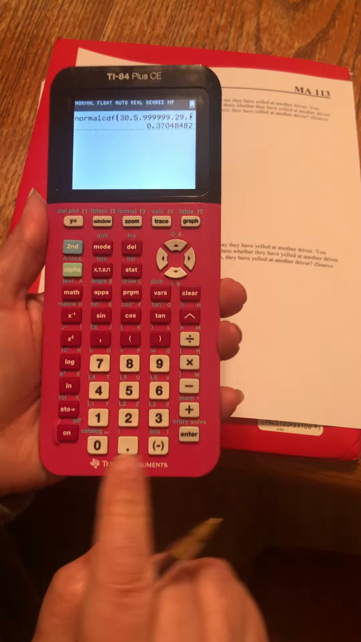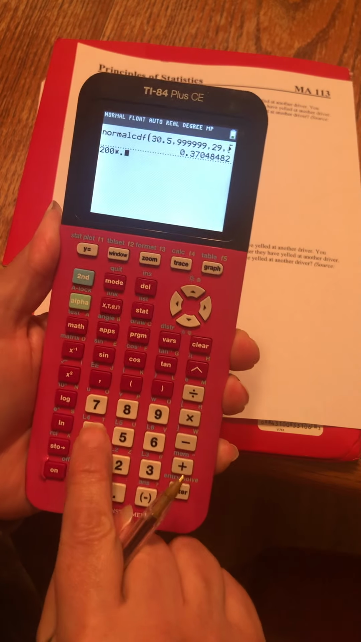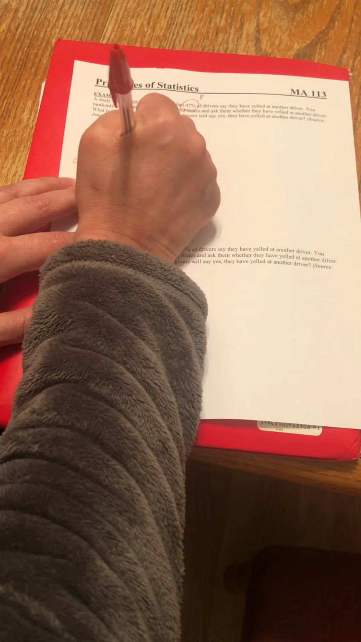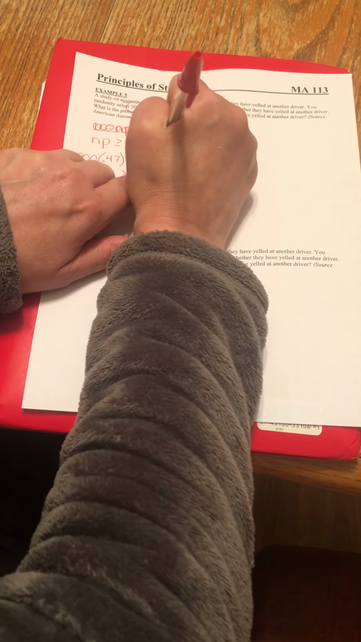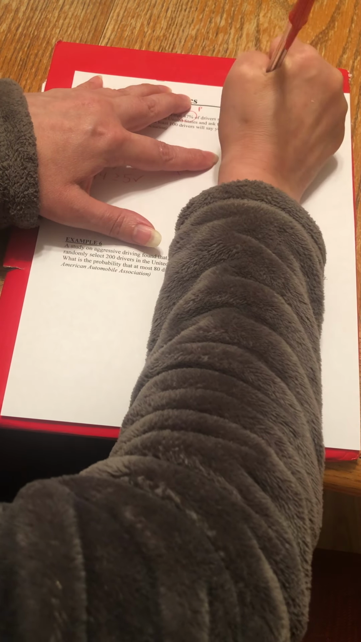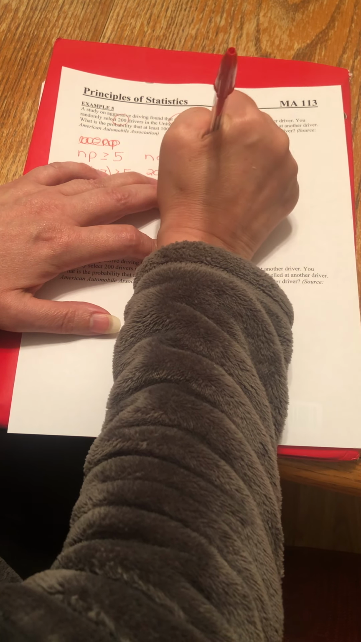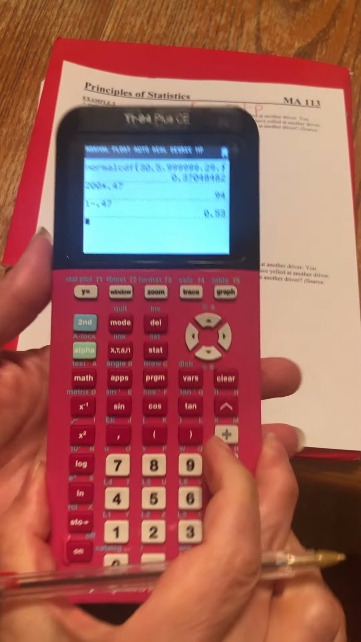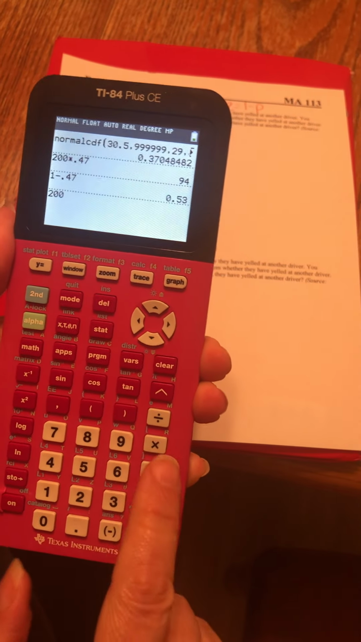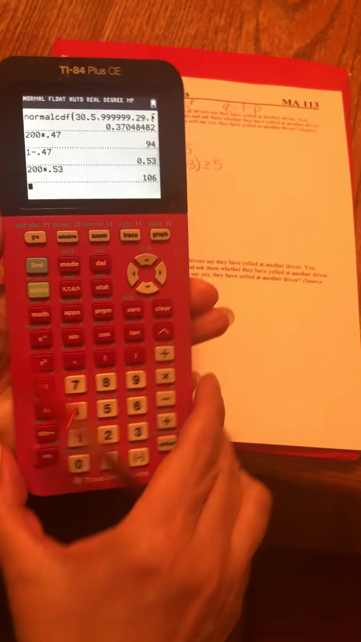Pick up my calculator. 200 times 0.47 is 94. Is 94 greater than or equal to 5? Yes, it is. Check. Good. Let's keep going. N is 200. Remember, Q is 1 minus P, so that's going to be 1 minus 0.47, making Q 0.53. Greater than or equal to 5. And 200 times 0.53 is 106.